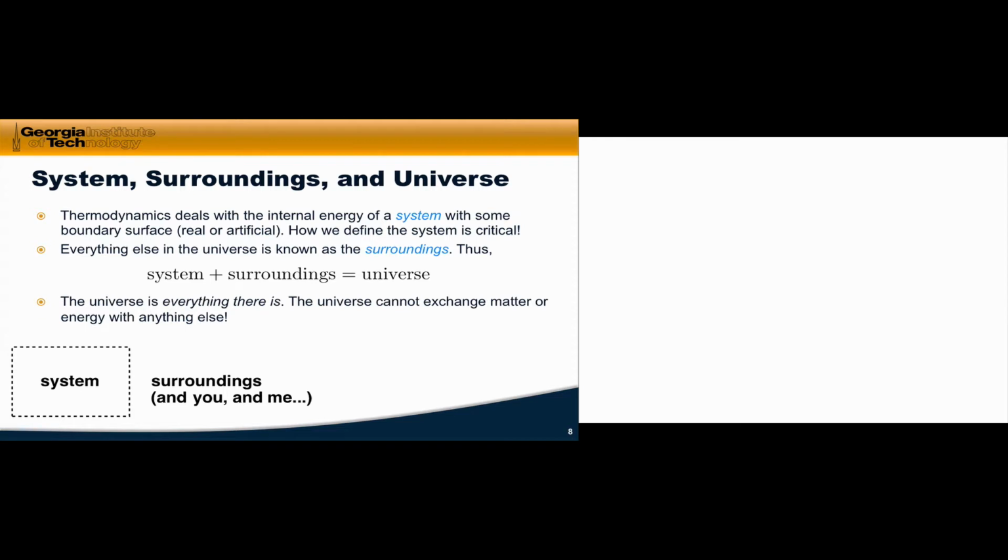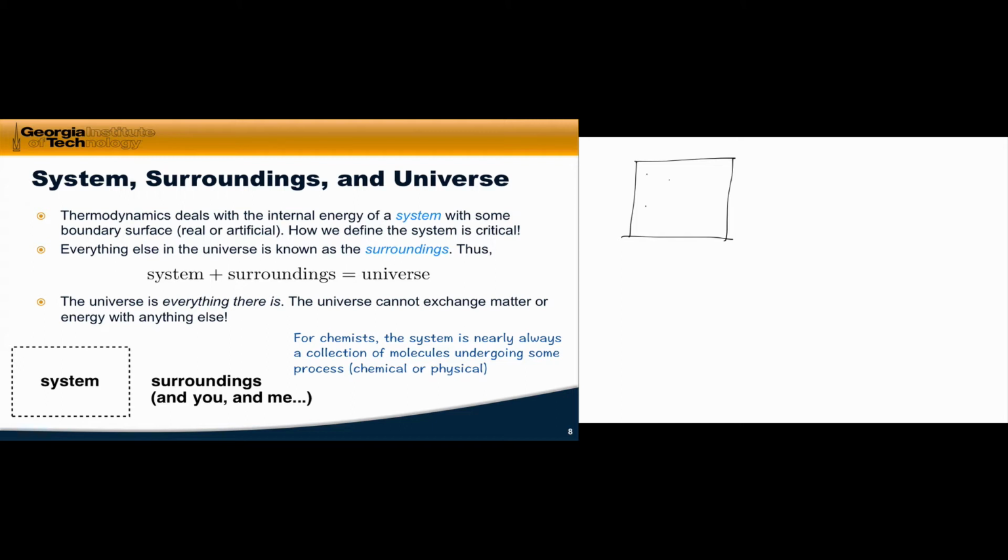The universe cannot exchange matter or energy with anything else out there. System plus surroundings equals universe, and that's all there is. For chemists, the system is typically a set of molecules undergoing some physical or chemical process. So for example, a very common system in chemical thermodynamics is an ideal gas within, say, a rigid box. It's the gas particles that really represent the system here. Everything else is the surroundings.